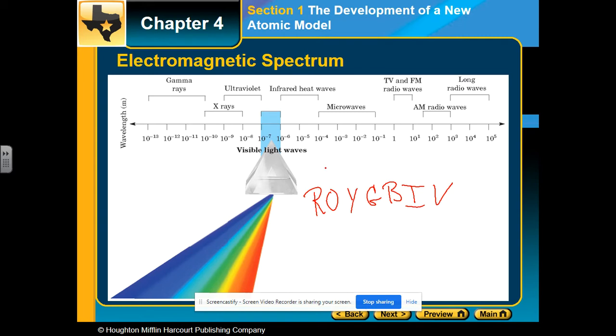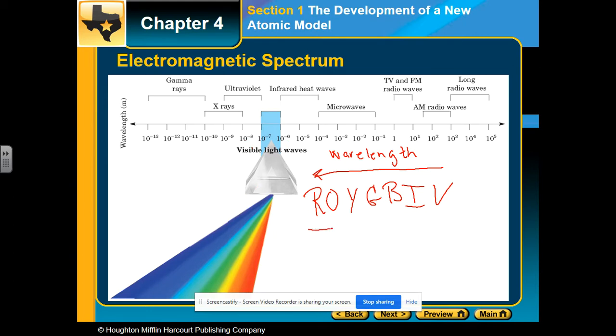So wavelength for visible light gets bigger or longer this way. I could label this: wavelength increases this way, gets bigger. So red has the longest wavelength, and if you look right here, it does. See, it's longer than these. These get shorter.